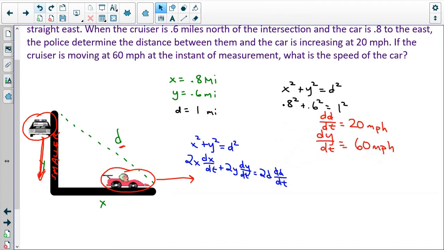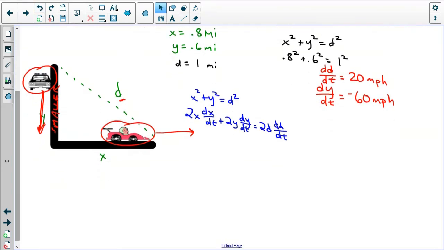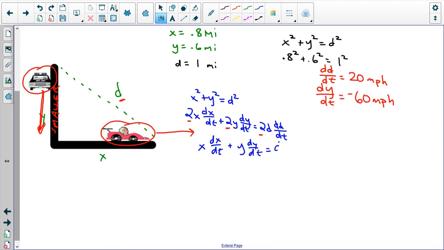So if we are taking a look at the information that we have, one thing that is important to note in this problem is that I have 2's everywhere. That means I can divide the whole equation by 2 and actually make the problem a little bit easier to calculate, since this is probably a no calculator problem. So x dx/dt plus y dy/dt equals d dd/dt.